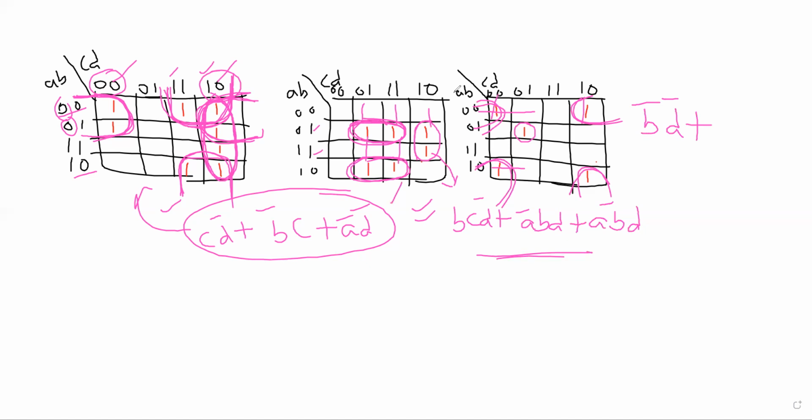Plus, if you observe this isolated one, only one row, one column. What is that row? A bar into B. Then what is that column? C bar into D. In this manner, you have to do the mapping in the two variable, three variable, and four variable K-map. That means 2, 3 and 4 variable K-map. Is it clear? Thank you very much.